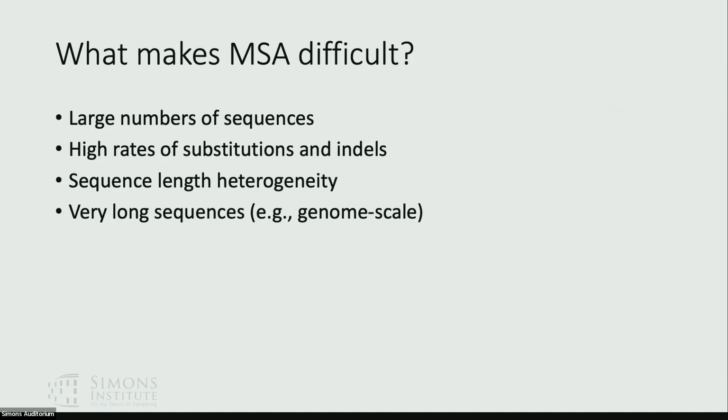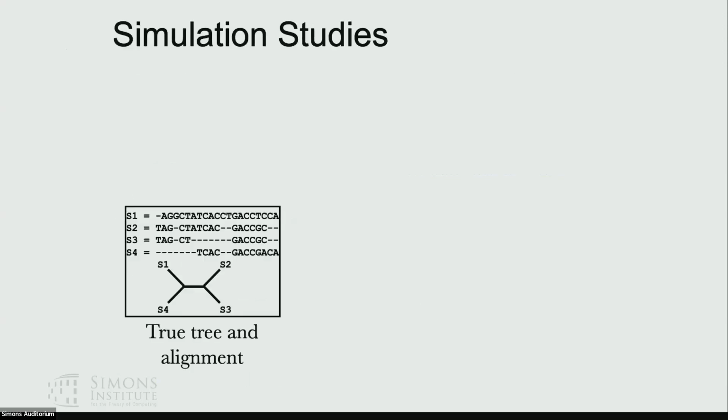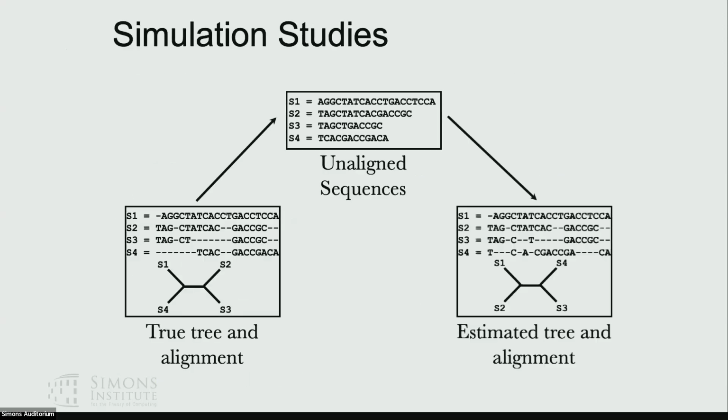What makes alignments difficult? Large numbers of sequences, high rates of substitutions, high rates of insertions and deletions, very long sequences, and sequence length heterogeneity, which can be the result of evolution or of technology, like if you're including reads into your data set. So we did a study, back from 2009, comparing different alignment methods with RAxML. When you do a simulation, you know the truth, so you can compare the true alignment to the estimated alignment, and the true tree to the estimated tree.